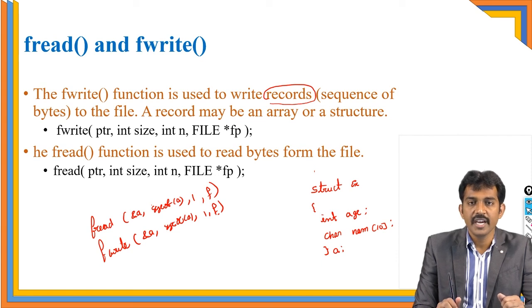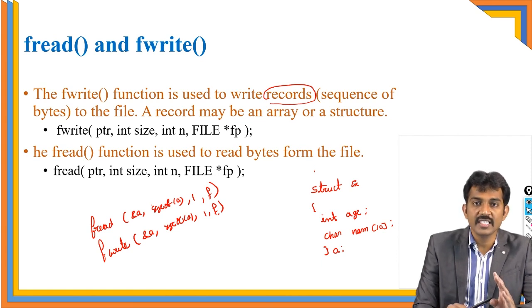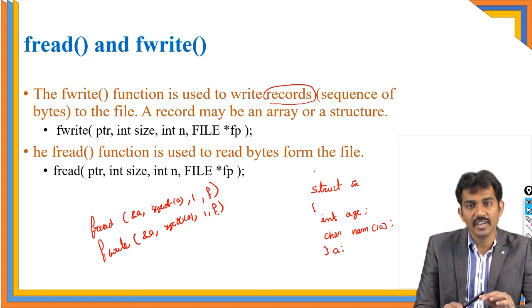Okay, is this clear? In today's class, we have seen fgetc, fputc, fputs, fgets, fprintf, fscanf, fwrite, and fread. Okay, is this clear?